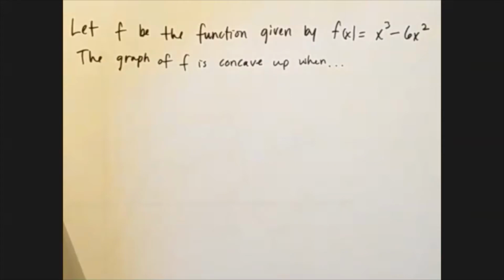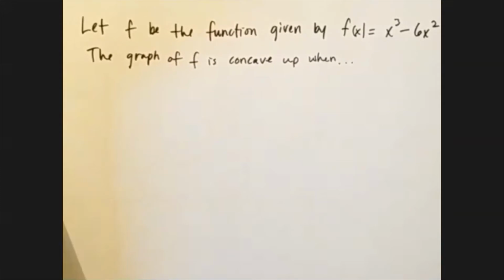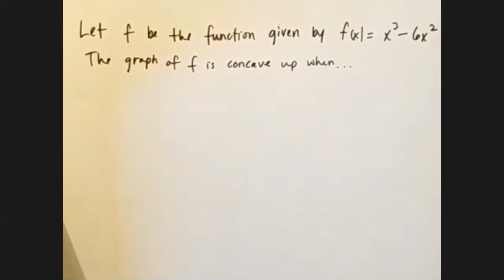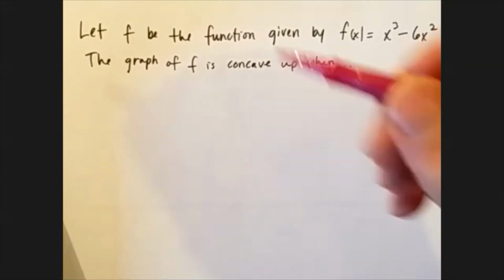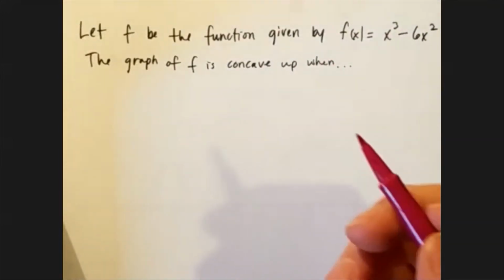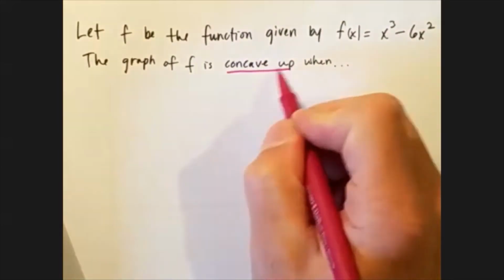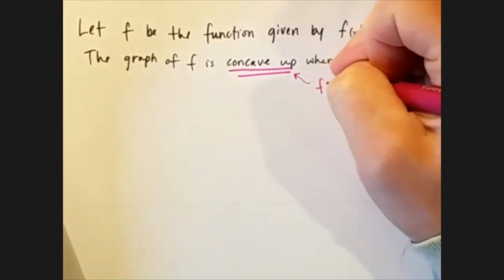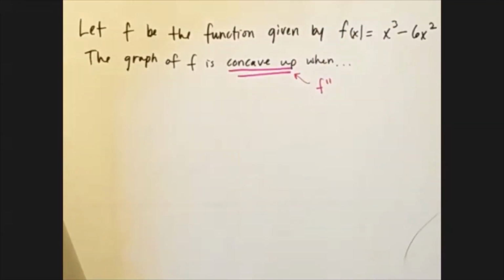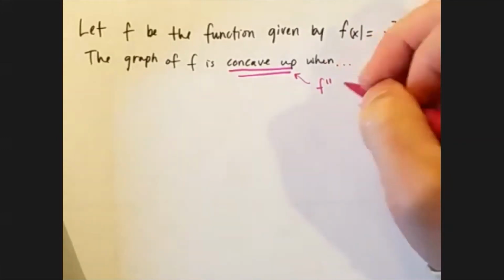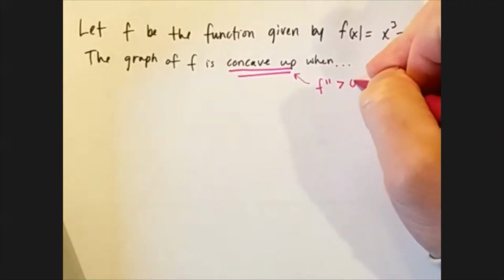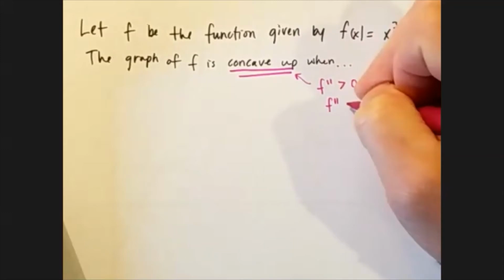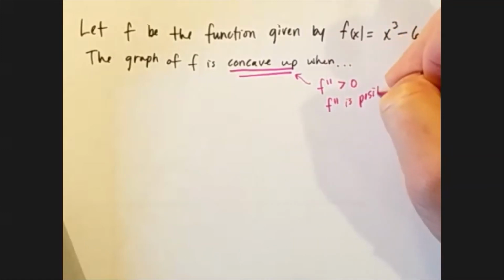Let f be the function given by f of x equals x³ minus 6x². The graph of f is concave up when... All right, perfect, Devin. Tell me what word I'm going to annotate. Concave up. Perfect. That's going to tell us that we have to use the second derivative test. So that's going to be when f double prime is greater than 0, or when f double prime is positive.